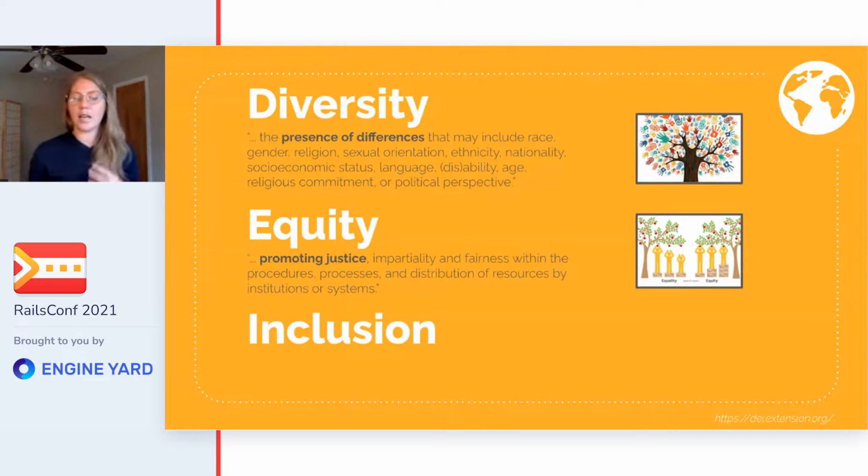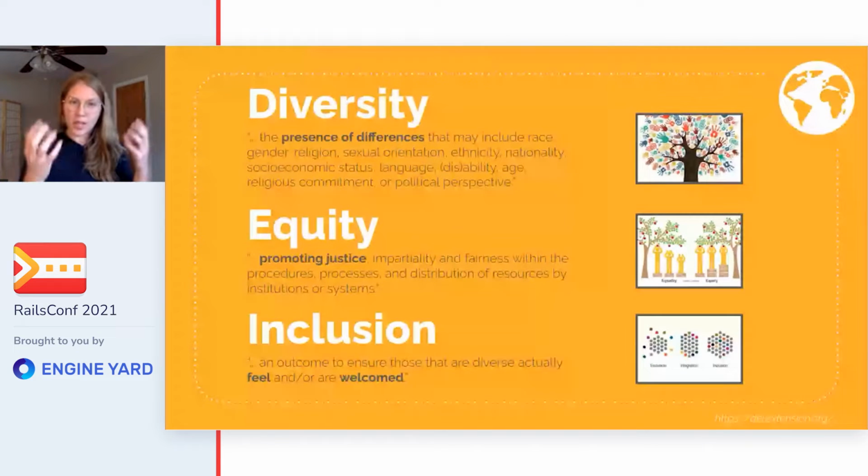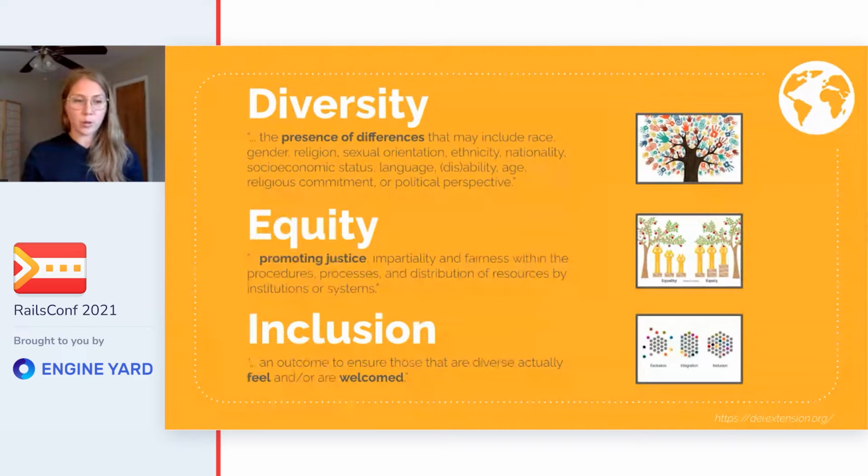Now, inclusion is really kind of what we're talking about today, because what I really want to touch upon today is, what can we do in our engineering bubble? There's only so much that we can do as engineers about diversity next week when we go back to work. There's only so much we can do about equity in terms of these procedures and processes, but there is so much we can do about inclusion. Inclusion is an outcome to ensure that those that are diverse actually feel and or are welcomed. So we can take this idea of inclusion and we can bake it right into our code.